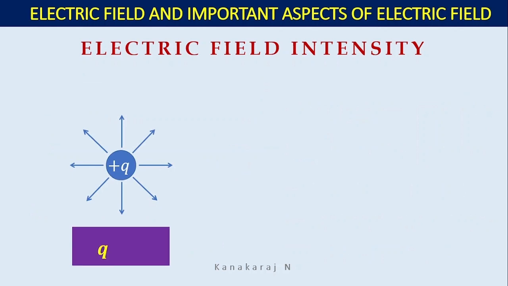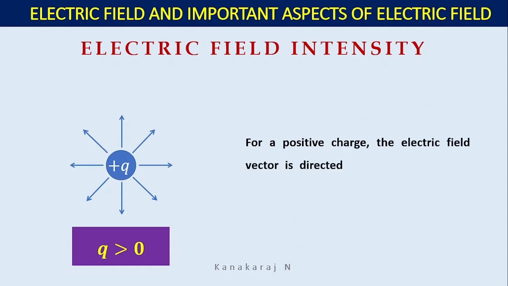Here you have the plus Q charge, which is greater than 0. For a positive charge, the electric field vector is directed radially outwards, that is, away from the positive charge.